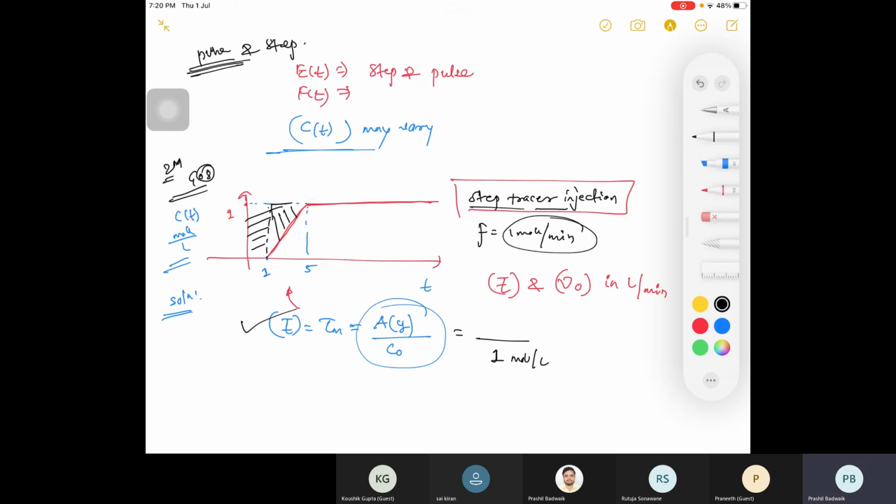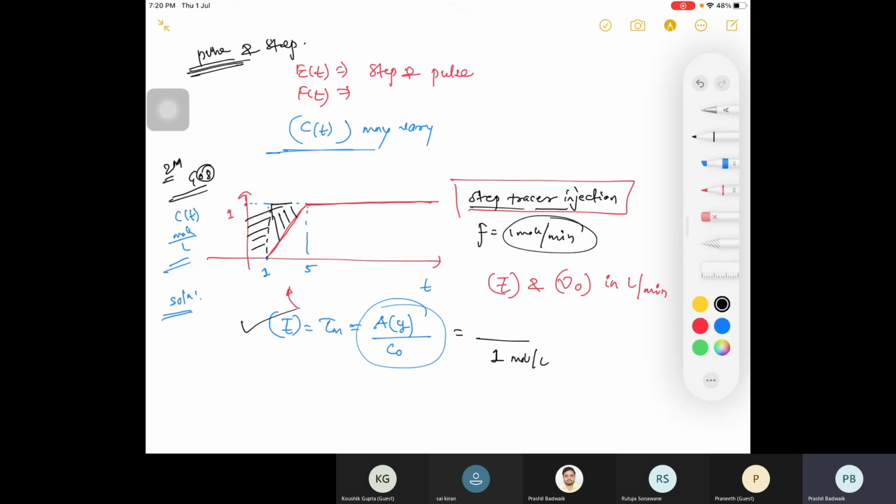Okay, what is your t mean then? 3 minutes. 3 minutes, right? So it is area of rectangle plus area of triangle. Your area of rectangle is 1 plus your area of triangle, that is half base into height, and then you need to find t mean.